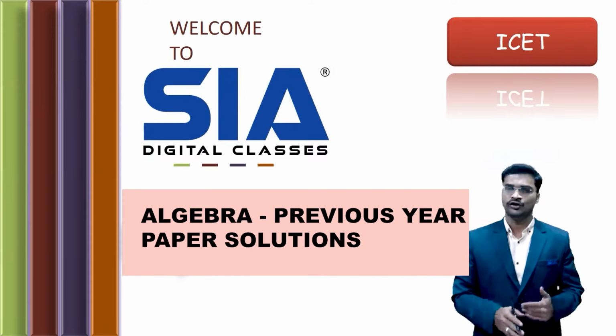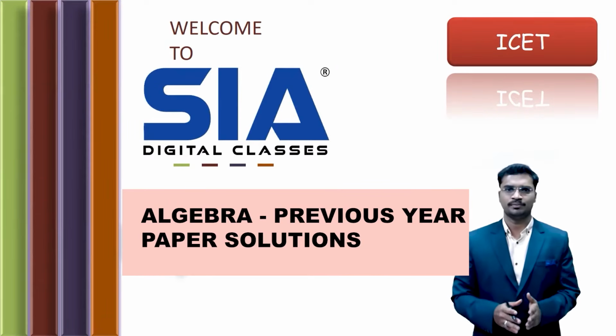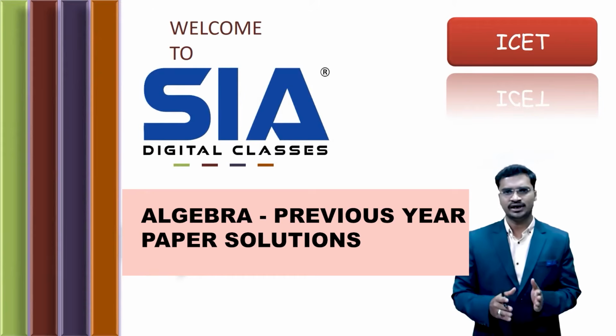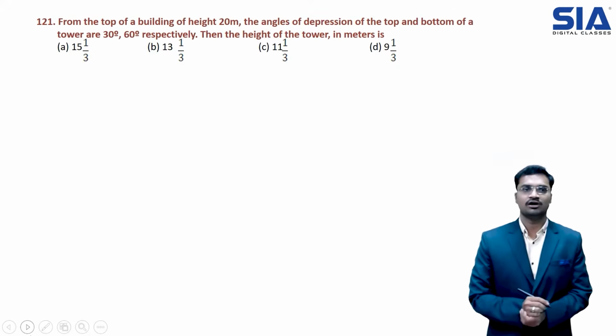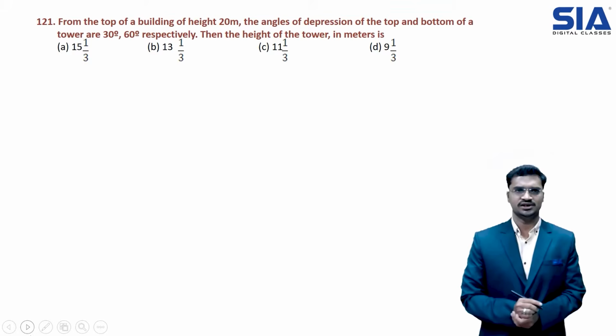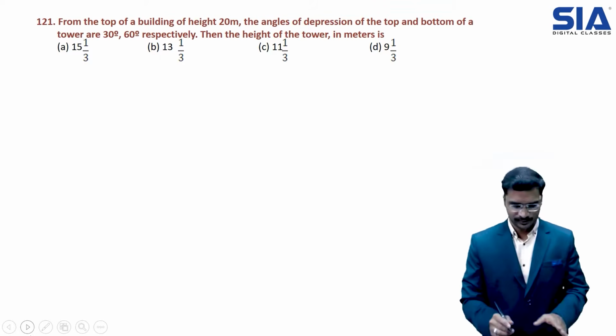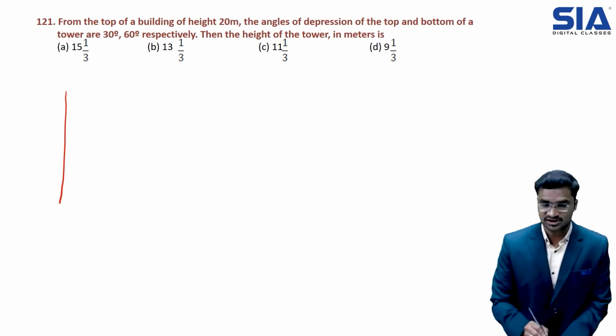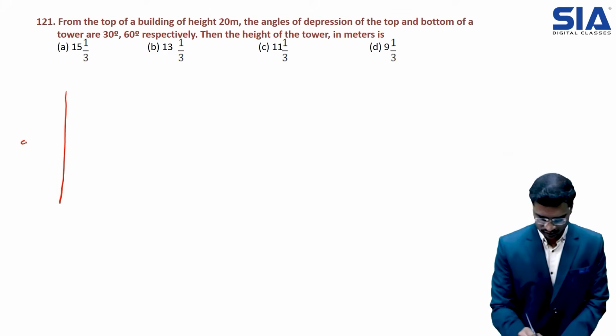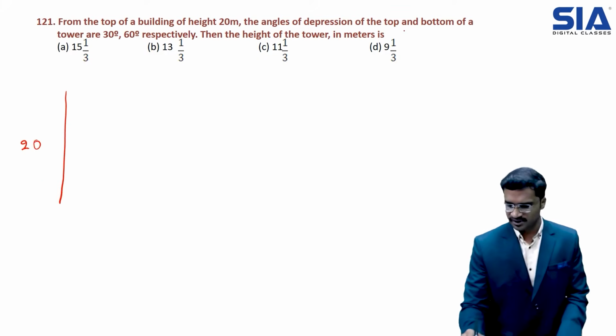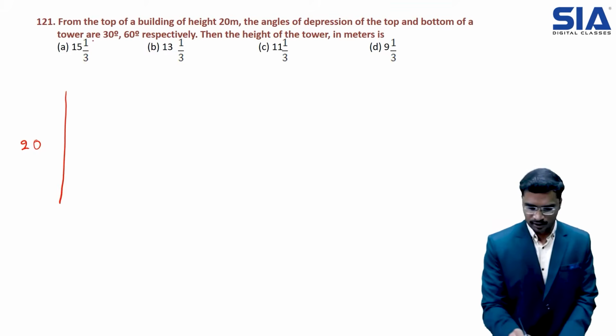In this video, we are going to solve some more questions from our section Algebraic and Geometrical Ability. The 121st question is: from the top of a building of height 20 meters. So let us assume this is the top of the building of height 20 meters. The angle of depressions of the top and the bottom of a tower.